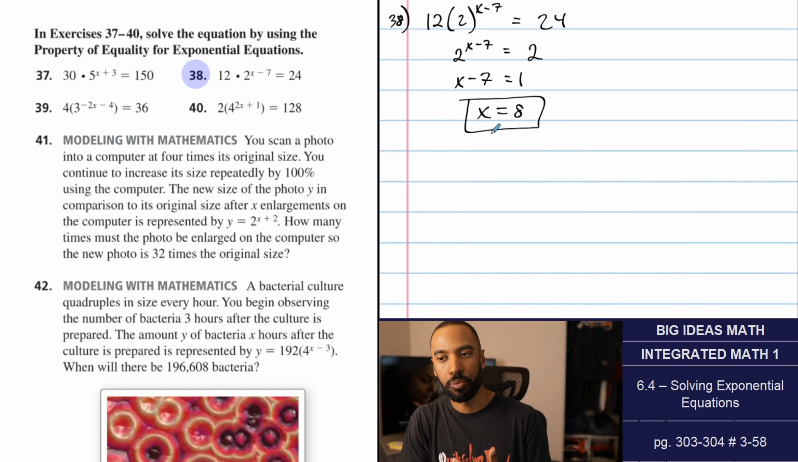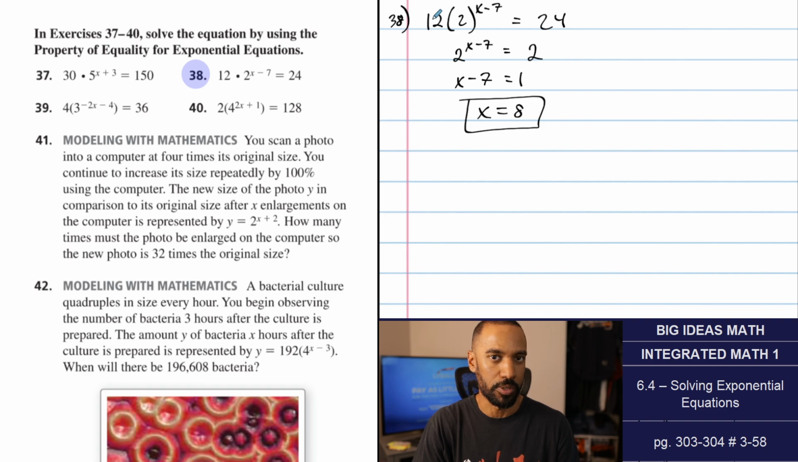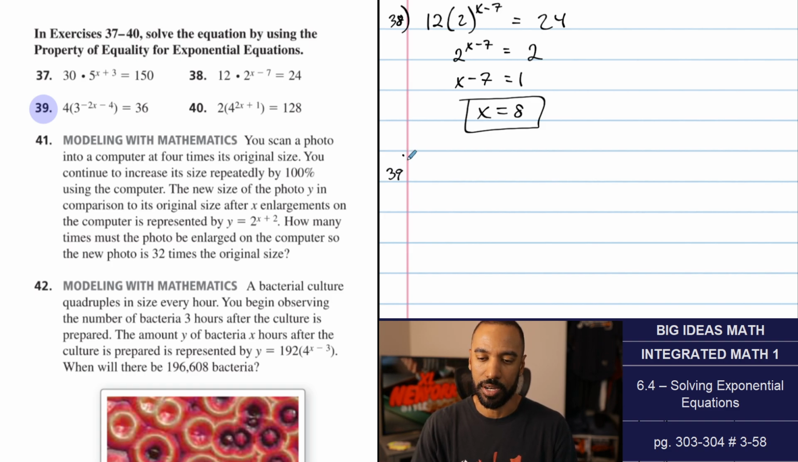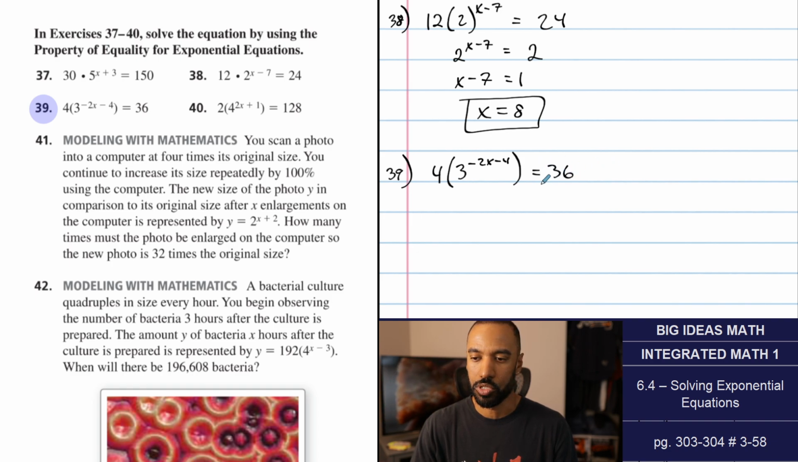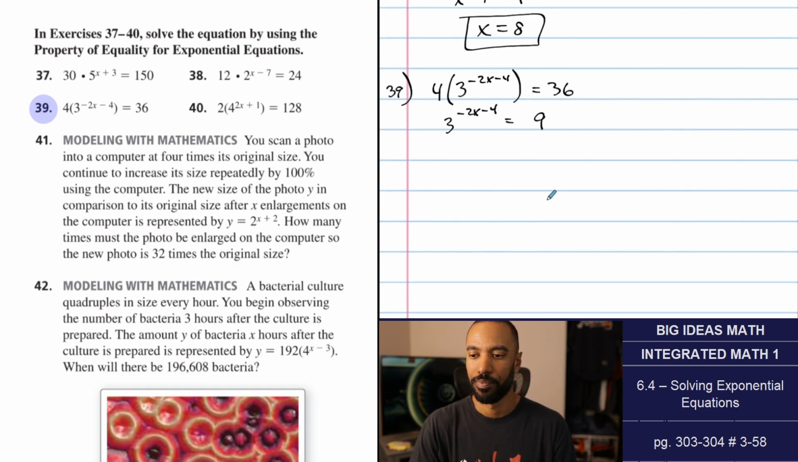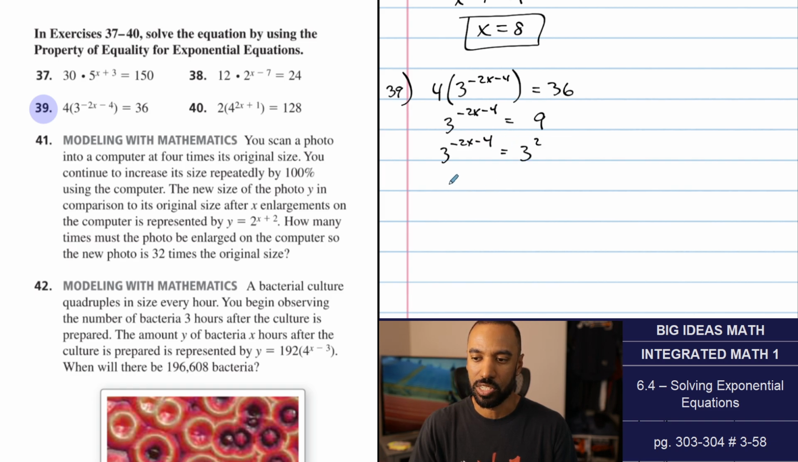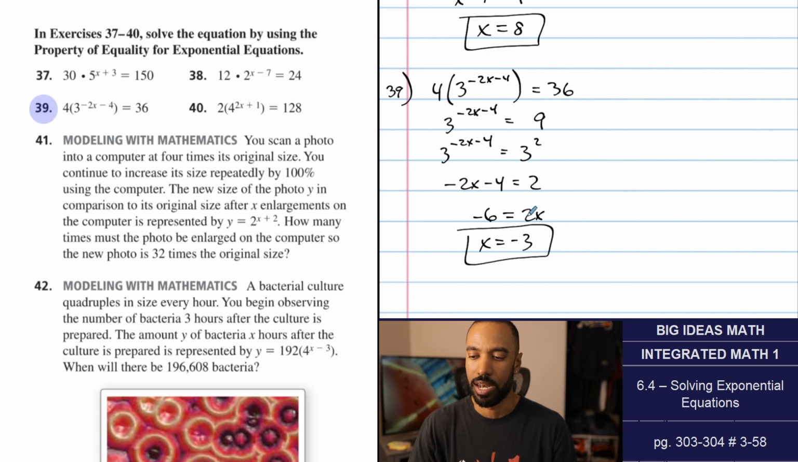So you can see I now start speeding through these after we've done some problems like it. The first step was new, but not from something we haven't done before, at least on number 37. 39 and 40, a lot like what you just saw. So number 39, we have 4 times 3 to the negative 2x minus 4 power. That's all written in its own set of parentheses. Equals 36, and we divide both sides by 4, and you get 9. Now 9 is 3 squared, so this can get us to match bases, and then we can set these two parts equal. Negative 2x minus 4 is 2. If I add 2x to both sides and subtract 2, I get that, and divide by 2, you get x equals negative 3.